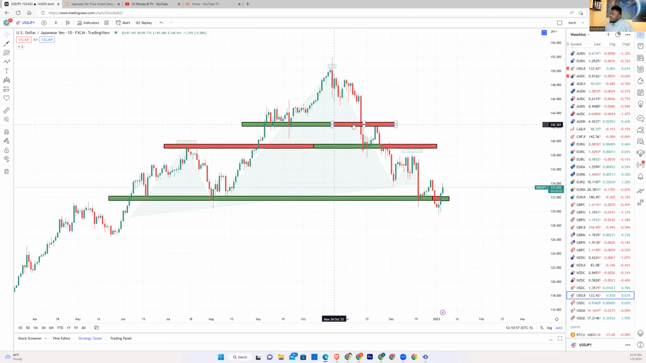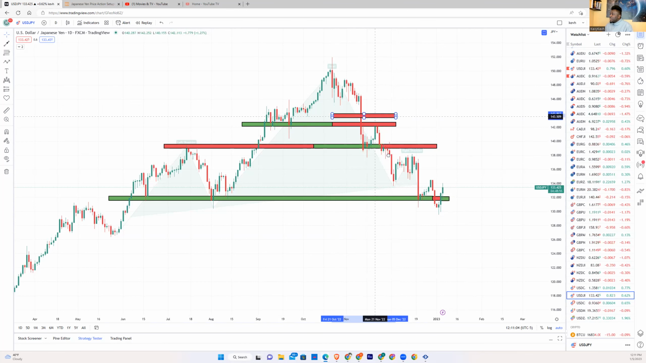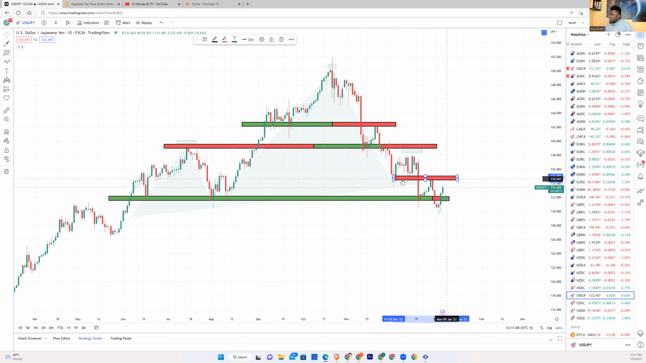But then now you start looking, okay, what is going on? Can I identify another place like that? Look at this. This right here, that's a resistance. But before it became a resistance, what was it? It was a support right here. Okay, it was a support at this level.